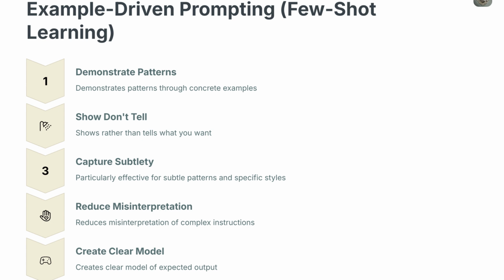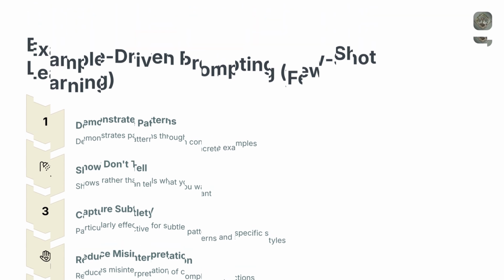By providing input-output pairs, you create a clear model of the expected transformation or pattern. This reduces misinterpretation of complex instructions and helps the AI understand nuanced requirements. Think of it as similar to how we often teach humans. Demonstrating a process is frequently more effective than explaining it abstractly.